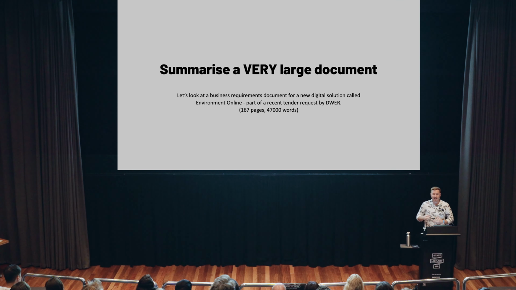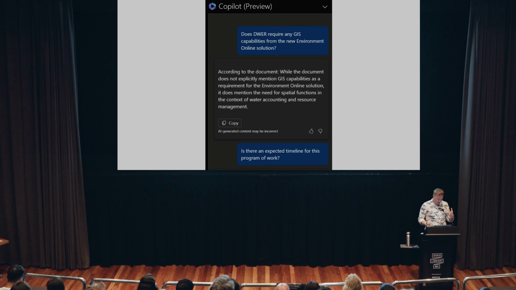The other one is tender requests and all of these sorts of things. You get documents coming out of government that are genuinely enormous. One we responded to not that long ago was a tender request for Environment Online by the Department of Water and Environmental Regulation. It had like 5 attachments. Just one of those attachments was the business requirements document. It was 167 pages long and 47,000 words. Trying to find something quickly in that, you can search, but you've got to try like 10 different terms and it's a real pain.